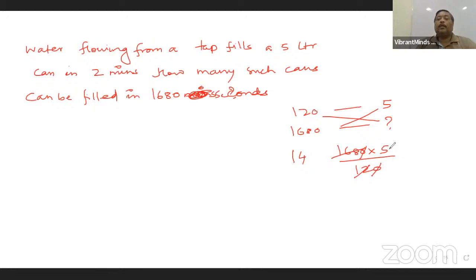So understand. 14 5s are 70. So approximately 70 liters, isn't it? 70 liters is filled. Now 1 liter, 1 liter can. So how many cans can be filled? 14 cans. So this is liter. Okay. Go ahead with the next question.